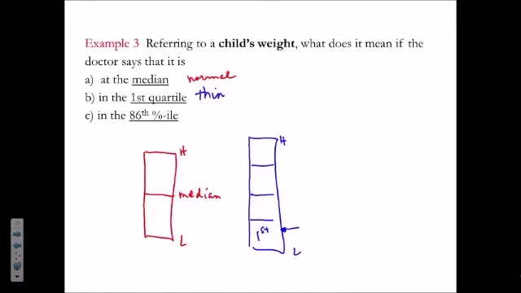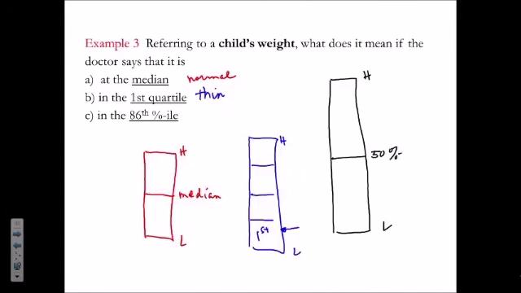Finally, if the physician says your child is in the 86th percentile weight, if you ranked all the scores from high to low, 50th percentile would be in the middle. I guess the 75th percentile would be the Q3 score. And the 86th percentile is going to be someplace in here. So your child would be on the heavy side.